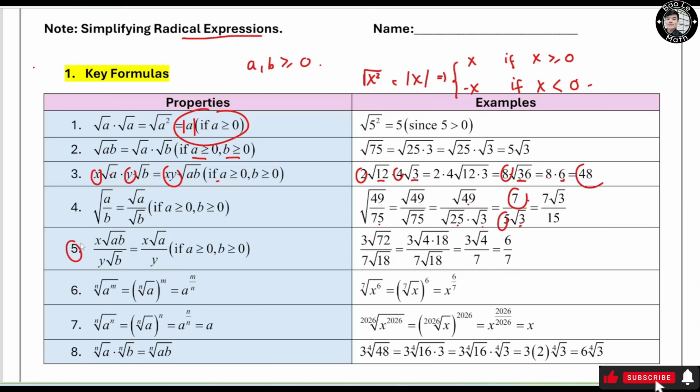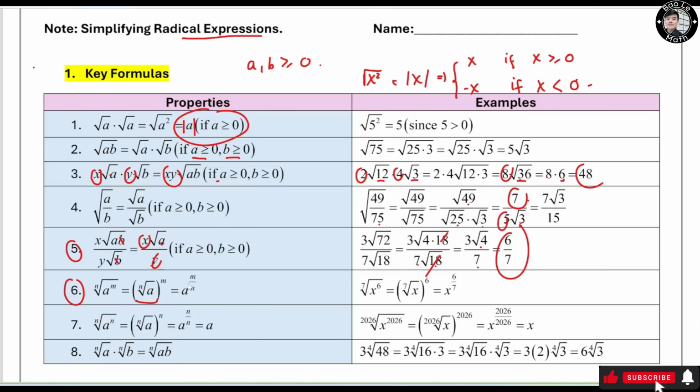Now formula number 5: x times root a times b over y root b. So it could be x over y. Root b and root b cancel out. We have root a left. Suppose we have 3 root 72 over 7 root 18. It's going to be 3 over 7. Root 72 can be written as root 4 times root 18, and this is root 18. Root 18 and root 18 cancel out. So we have 3 root 4 over 7. Root 4 equals 2. So 3 times 2 equals 6. 6 over 7.